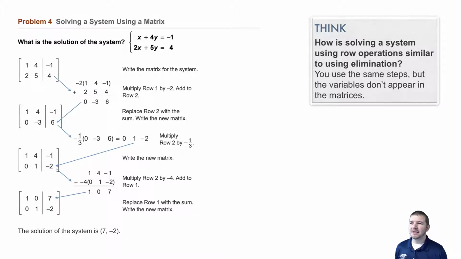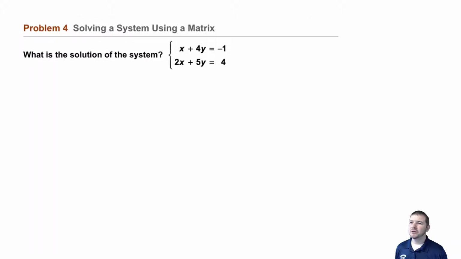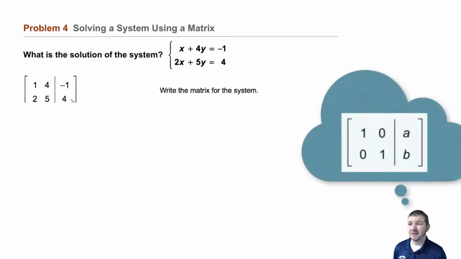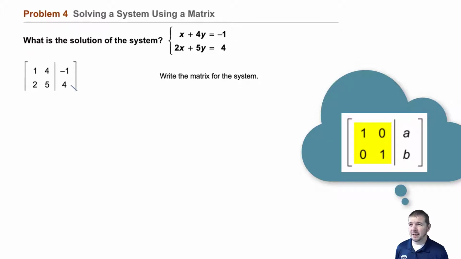Problem 4, solving a system using a matrix. What is the solution of the system shown here? x plus 4y equals -1, and 2x plus 5y equals 4. First, write the system for the matrix. 1, 4, -1 for row 1, and 2, 5, 4 for row 2. And then work to transform the matrix so that the 4 elements on the left form a 1, 0, 0, 1 pattern. As we begin that process, consider that we have a 1 in row 1, column 1, and we want that, so we'll keep that there.